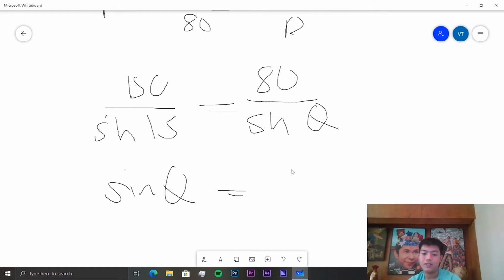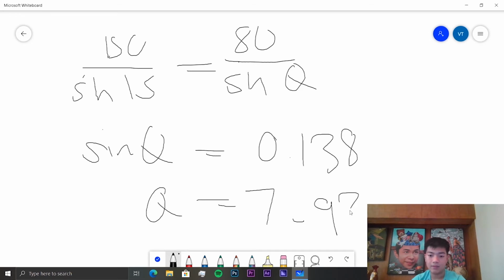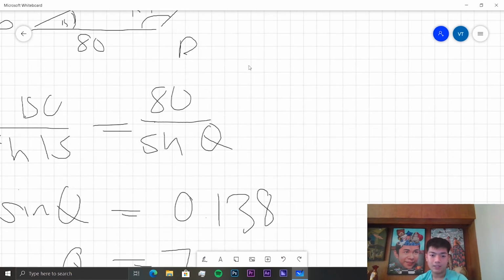So we divide by sine 15 and then we have 1 over this. So we got sine Q is equal to around 0.138, and so Q is approximately 7.93. And so finally, if we add up those two angles, we get 180 minus 15 minus 7.93, and this angle should be 157 degrees. And so we can get the final side by applying the same thing.